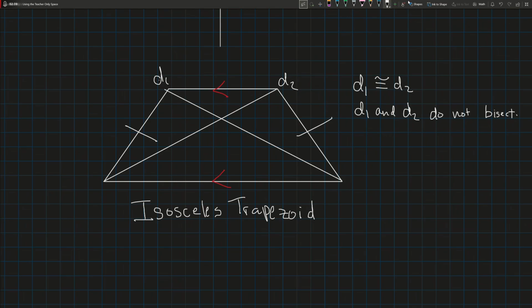And the last property is that the base angles are going to be congruent. So that means that this angle is congruent to this other angle. So these are the base angles. So we can also say that base angles are congruent.